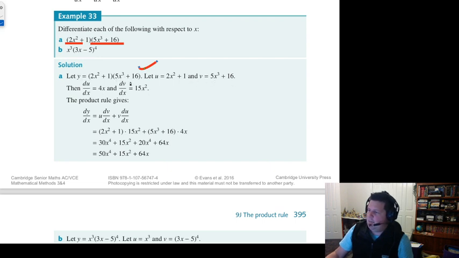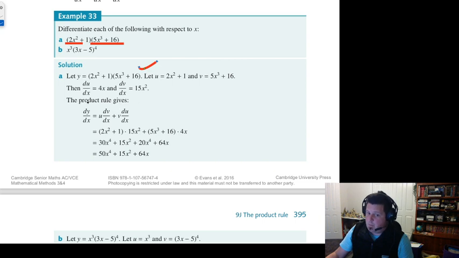Cool. Working out the derivative of each of these. Yep. So du dx is obviously 4. The 2 times 2 is 4. Take away 1 from the power, so it's 4x. Here, 3 times 5 is the 15. Take away 1 from the power, so it's 15x squared. That becomes 0. Yep, so we've got the derivatives of each of those. Notice they're carefully writing out each of these bits.